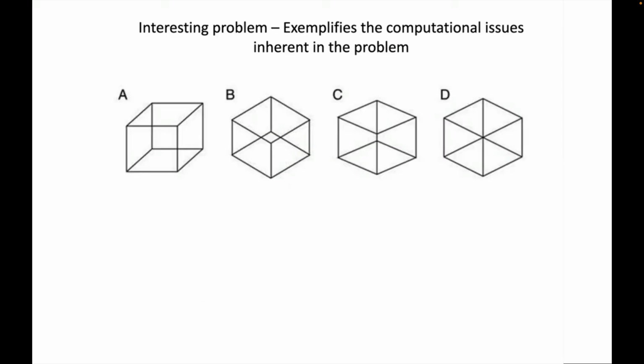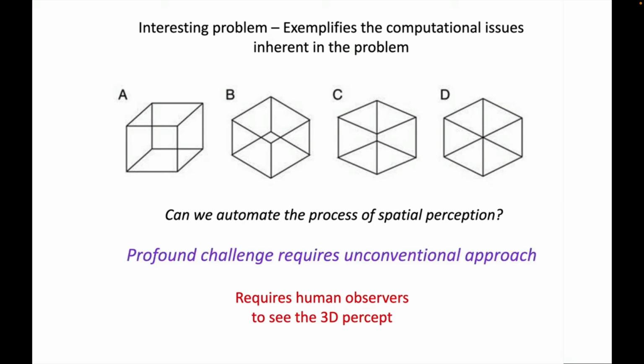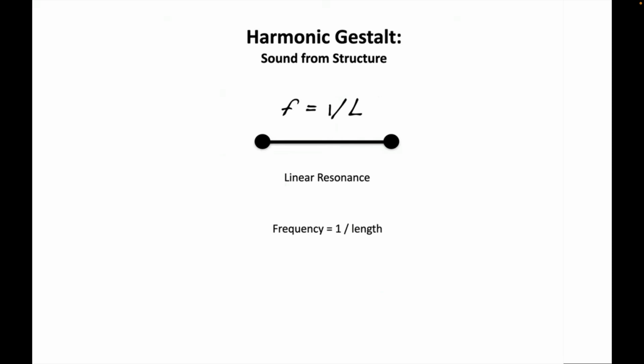This is an interesting problem because it exemplifies the computational issues inherent in the problem. First of all, it requires human observers to see the 3D percept in the first place. Can we automate the process of spatial perception? This is a profound challenge that requires an unconventional approach.